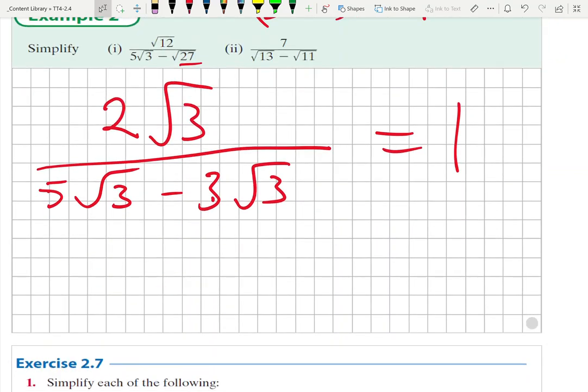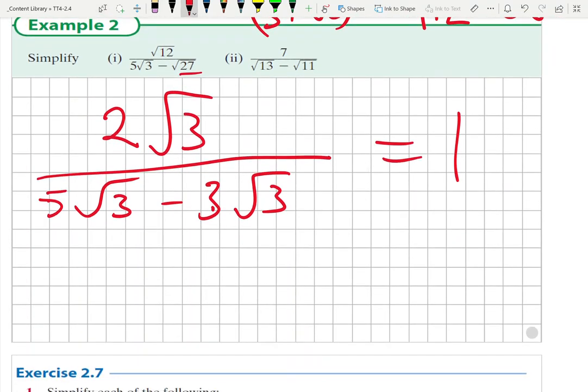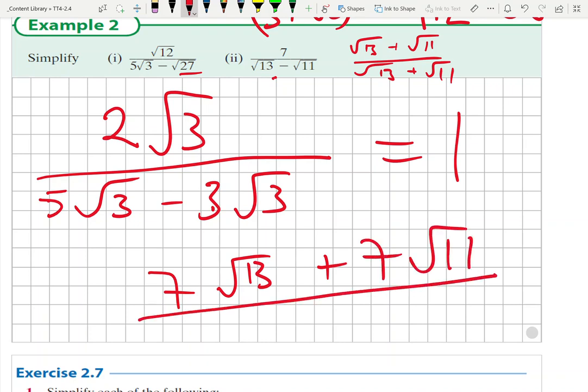Okay. A lot more heartache coming up here. To be honest, you just use your calculator if you wanted a decimal. But if they said give it an exact form, you don't have any choice but to multiply above and below by the conjugate of this. Which is 7 root 13 plus 7 root 11 at the top. And the bottom is 13 take 11, which is 2. And that won't go any further, so that's your answer.